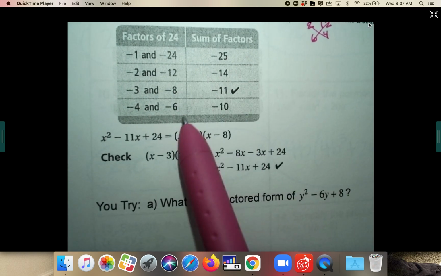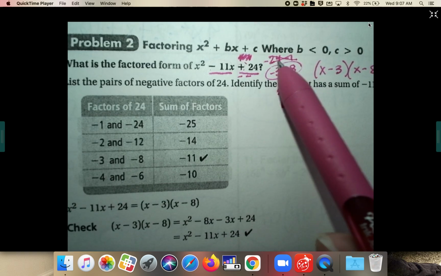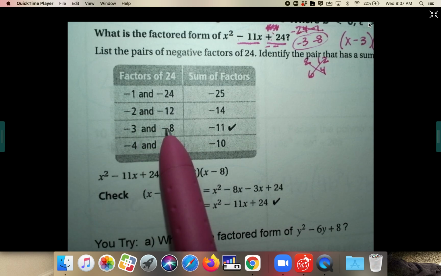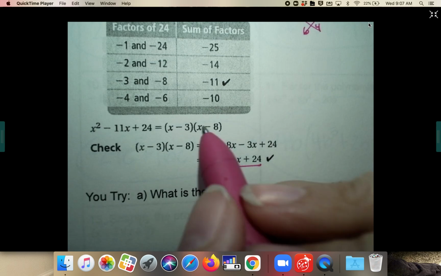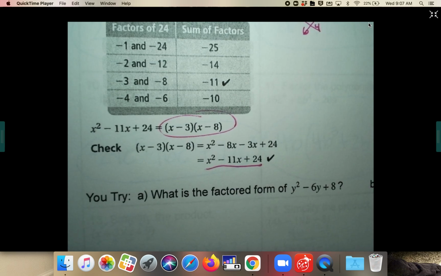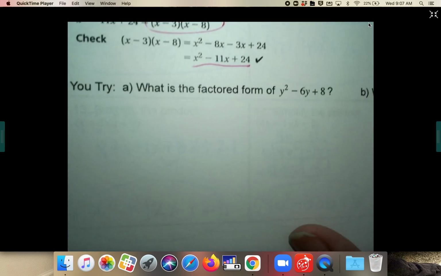And they did all this over here. Actually, they did the exact same thing I did. I just wrote it off to the side. They wrote it in a table. It's all fancy. But they checked it, just like I just now checked it, and they got the same answer we did. Okay, so let's move on and try a couple of these.